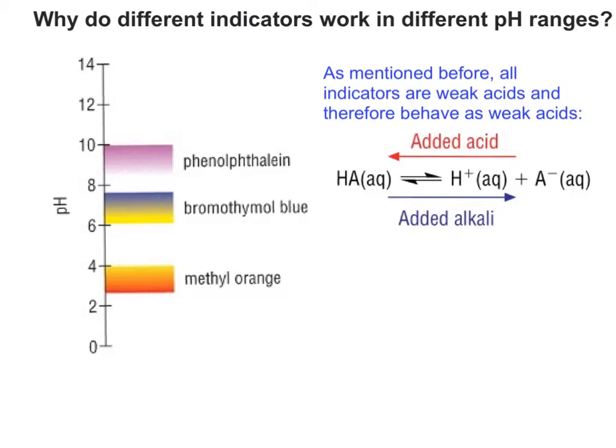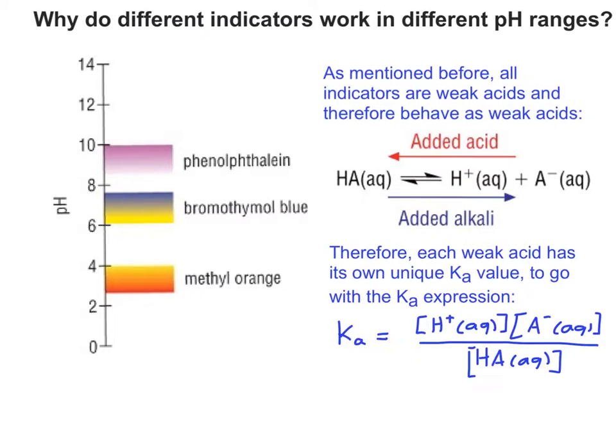So how come different indicators work in different pH ranges? Well, as we talked about a little while ago, all indicators are essentially weak acids, and therefore they'll behave as weak acids in equilibrium, as the diagram shows. So each weak acid, and therefore each indicator, will have its own unique Ka value. It will also have its own Ka expression.